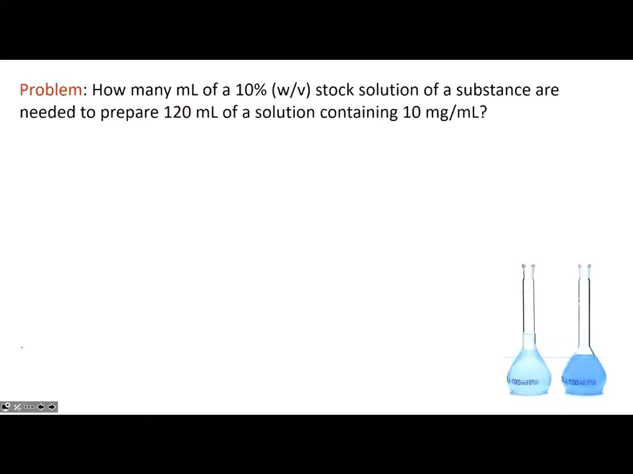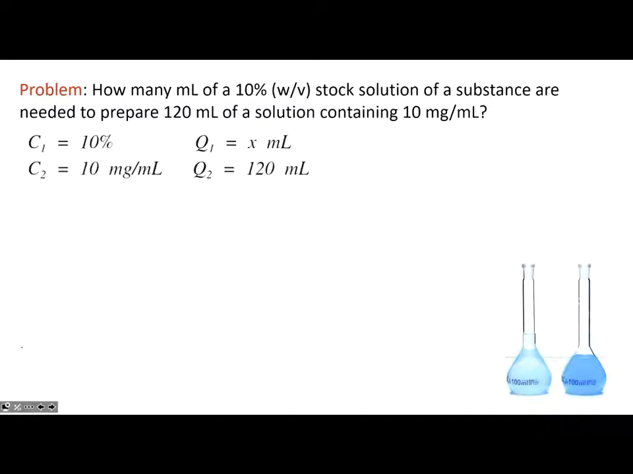This is a pretty straightforward question, an application of dilution, all right? And it says, how many milliliters of a 10% weight per volume stock solution of a substance are needed to prepare 120 milliliters of a solution containing a different concentration? And that concentration is 10 milligrams per mil, all right? So what do we want? We want to make a solution that has 120 mils and a concentration of 10 milligrams per mil. And to do that, we need to use some volume of our 10% weight per volume stock solution, all right?